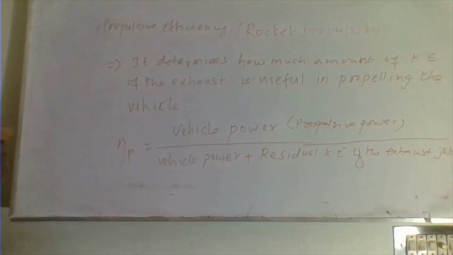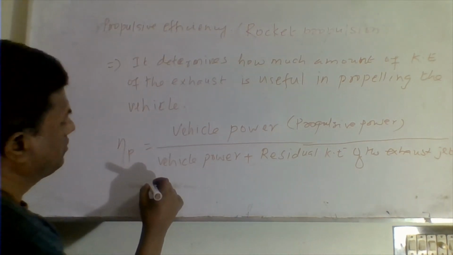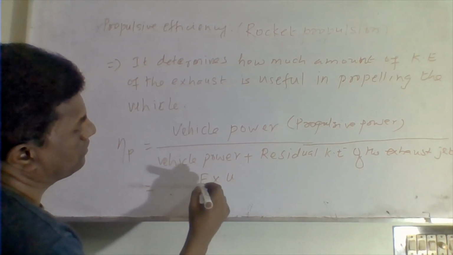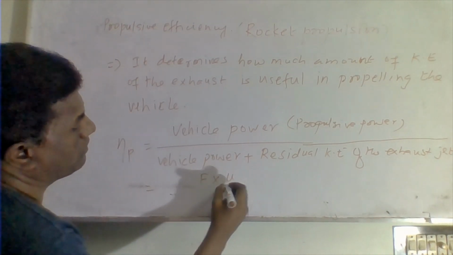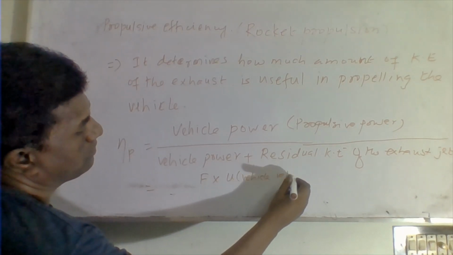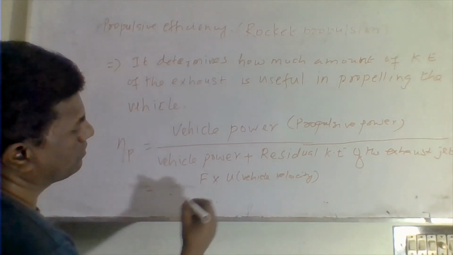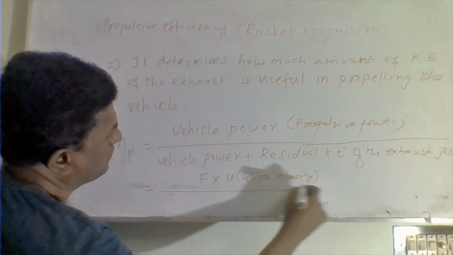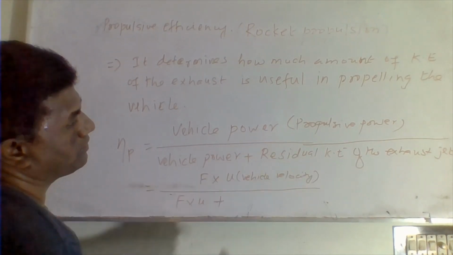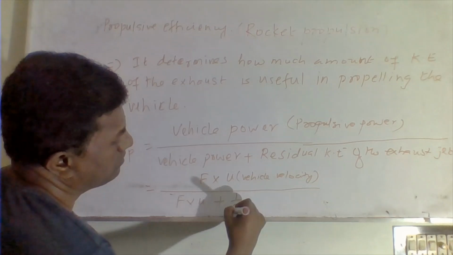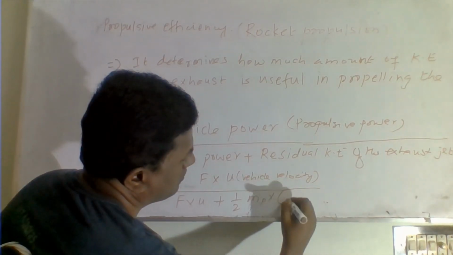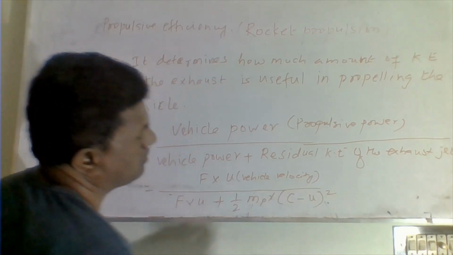Yes. So if you write, vehicle power is nothing but thrust into U, where U is nothing but the vehicle velocity. So F into U divided by F into U plus the residual kinetic energy of the exhaust jet, which is one half of m dot p into (C minus U) whole square.